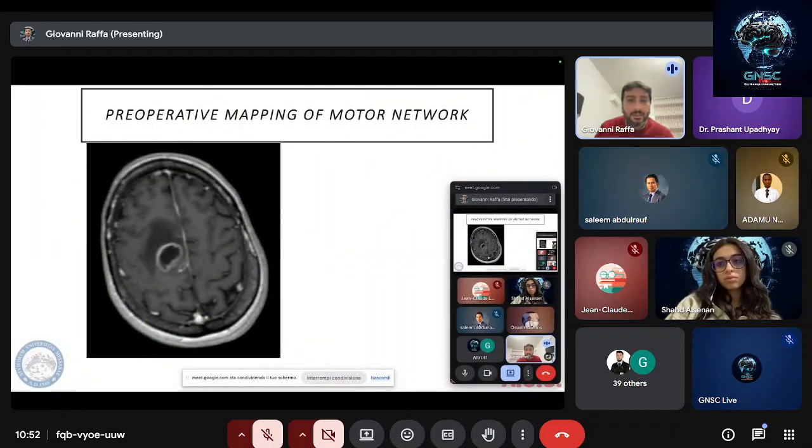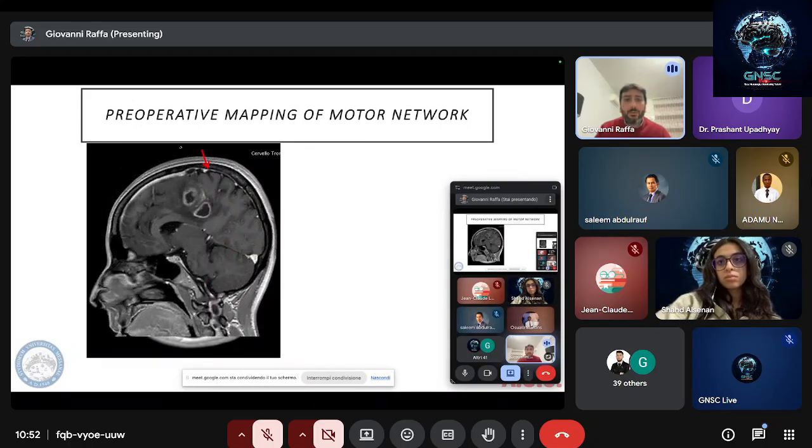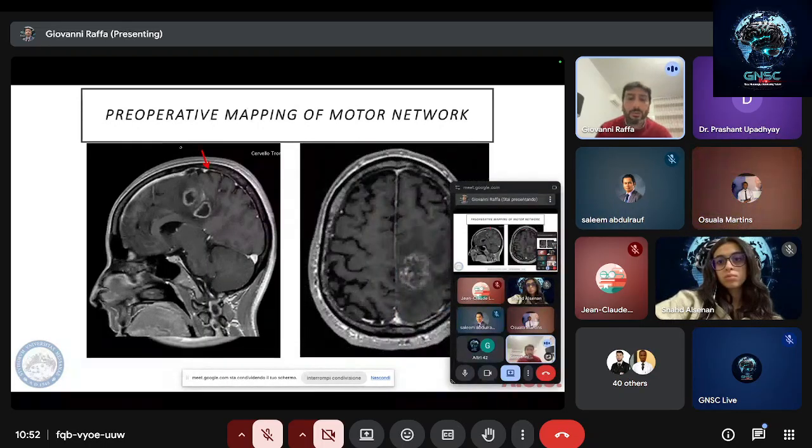This is another case. A lesion that you can see here seems to be anterior to the right motor cortex, but if you look at the sagittal plane, you can see that the deeper portion of the lesion goes backwards, so it probably involves also the corticospinal tract.